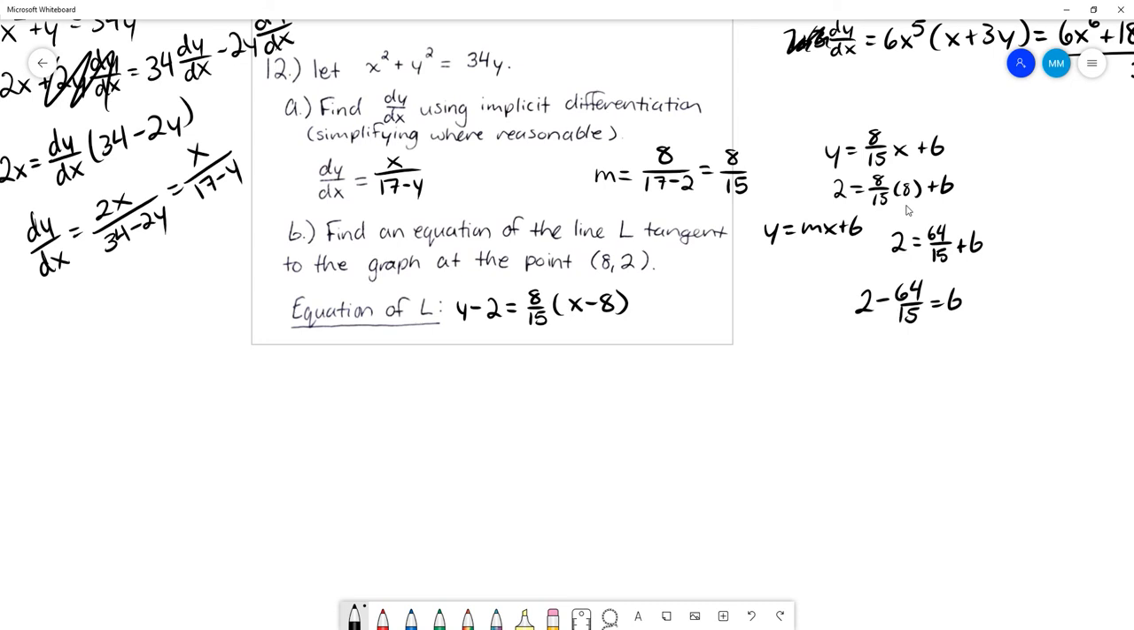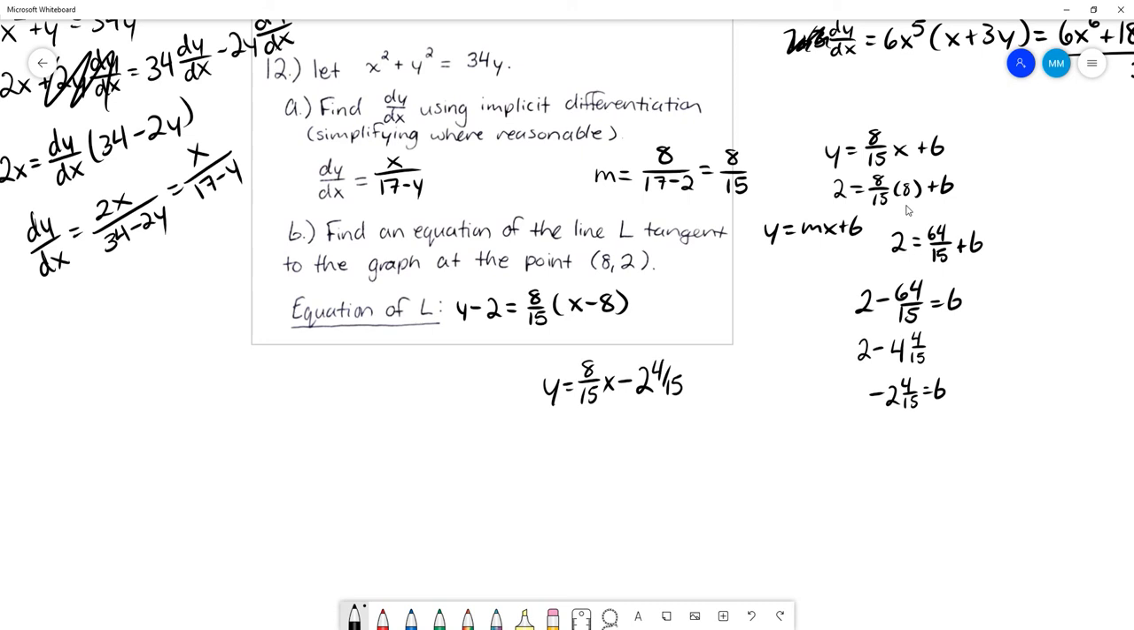Easy mistake to make. And that's essentially 2 minus 4 and 4/15. So it's going to be negative 2 and 4/15 equals b. So then you would have an equation of y equals 8/15 x minus 2 and 4/15, or you could write that as minus 34/15.